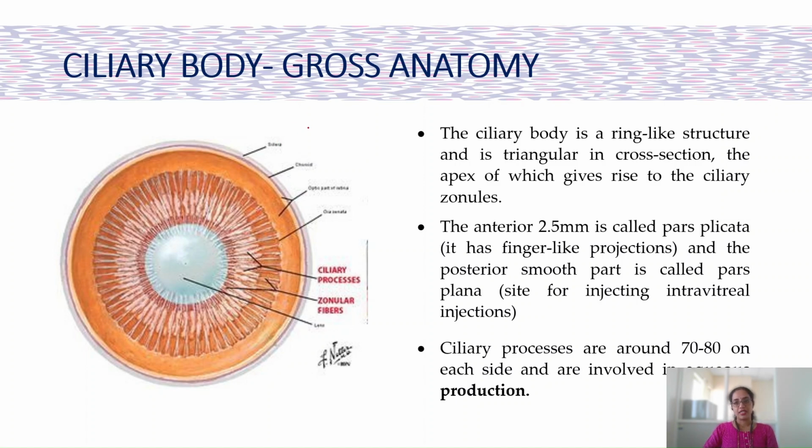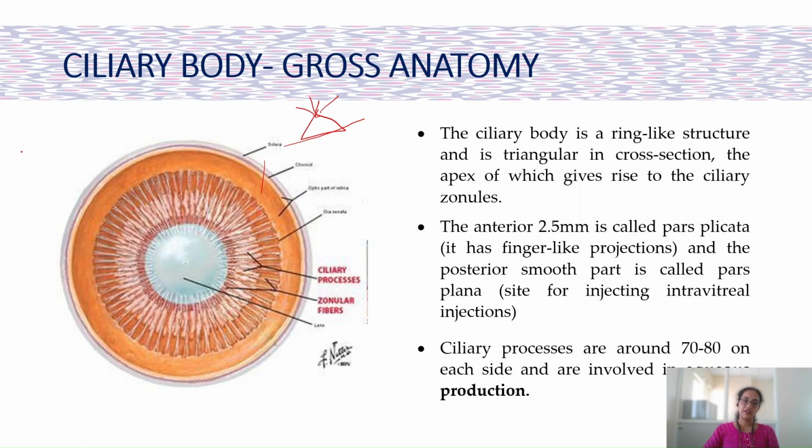Next we'll start with ciliary body. The ciliary body is a ring-like structure, and when you take a cross section at this point, you will see it as a triangle. The apex of the triangle gives rise to zonules, and the base is in contact with the sclera. The anterior 2.5 mm is called the pars plicata because it has finger-like projections, and the posterior smooth part is known as the pars plana.